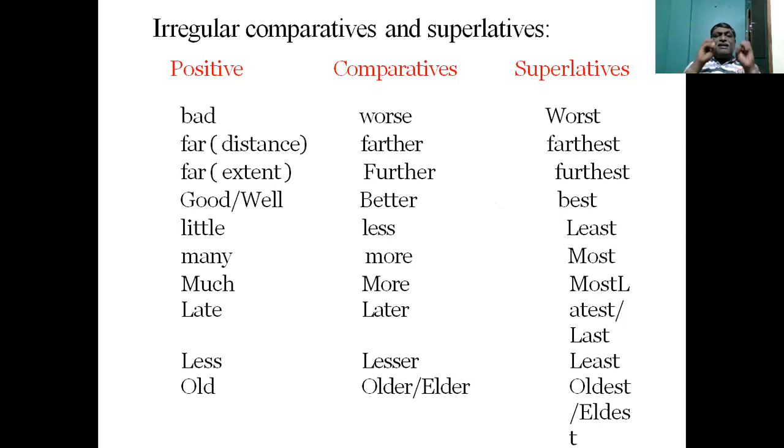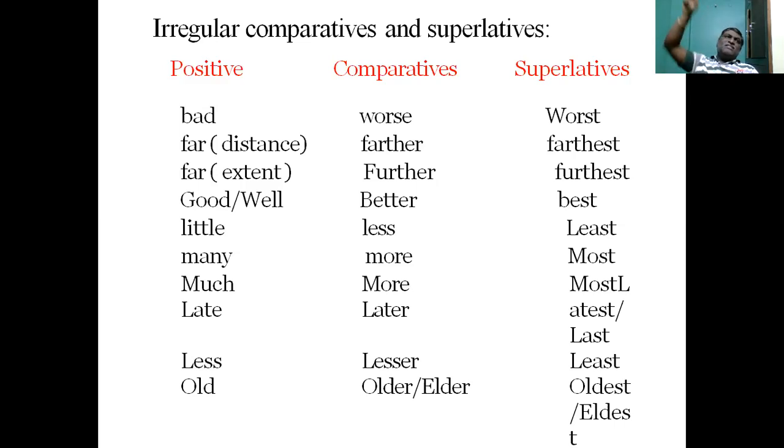But there are certain irregular comparatives. They don't take either er, est or more, the most, because they are quite irregular. Say for example, good, better, best, bad, worse, worst, little, less, least, far, farther, farthest, far, further, furthest. It has got two. Further, furthest, is used for additional extent. Far is used for distance. Farther, this city is farther than that.